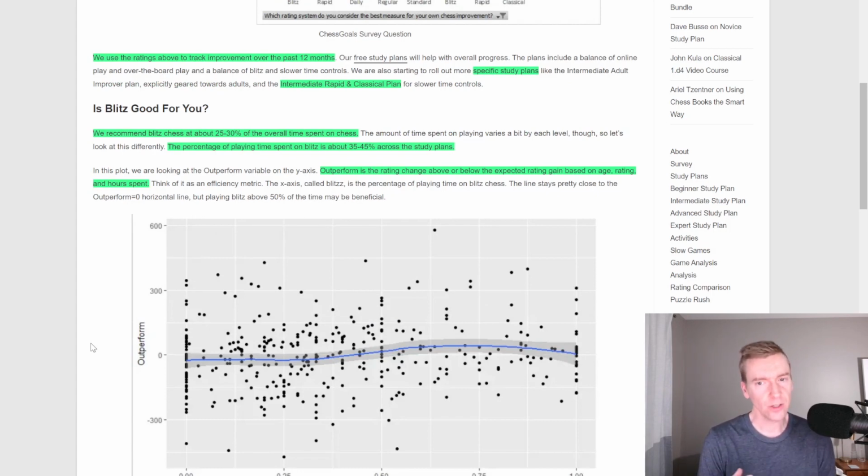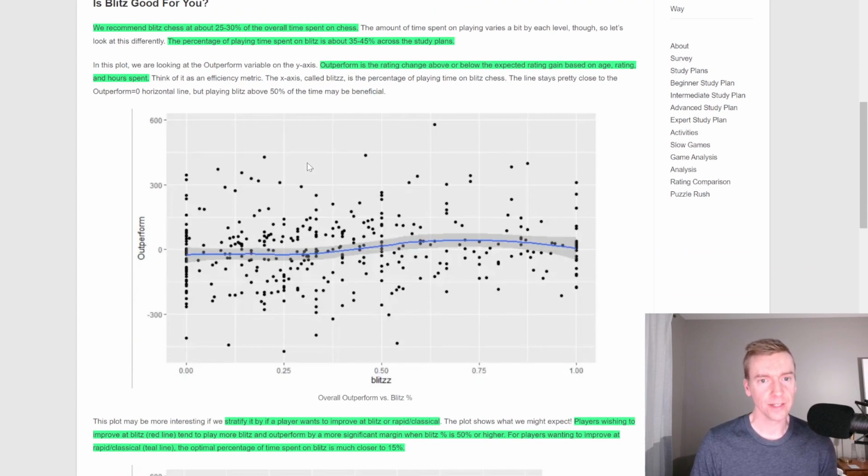But those plans will tell you what percentage of the time we recommend that you play slow chess and fast chess, and what percentage of the time that we recommend you study. And we do have a couple specific plans based on your goals. Like there's one called the Intermediate Rapid and Classical Plan, specifically for players that want to improve on slower games. And in those plans, 25 to 30% of the overall time spent on chess, we recommend to be blitz time. So that's just a general across the board recommendation right there. And this is going to vary a lot, but about a quarter of the time you spend on chess can be spent on blitz for improvement that's also efficient.